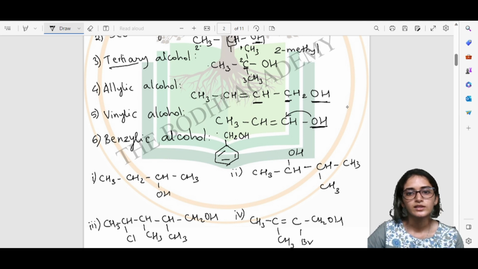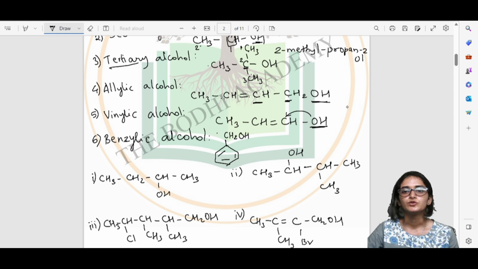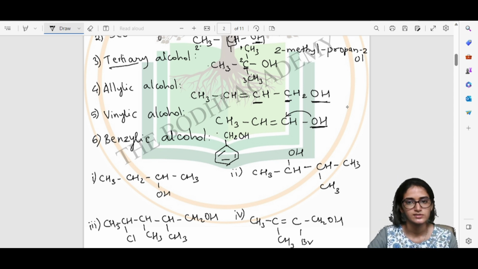Now the longest chain is propane, so 2-methyl propane. Now the alcohol is also on the second carbon, so propane-2-ol. So 2-methyl propane-2-ol is the name of this alcohol.